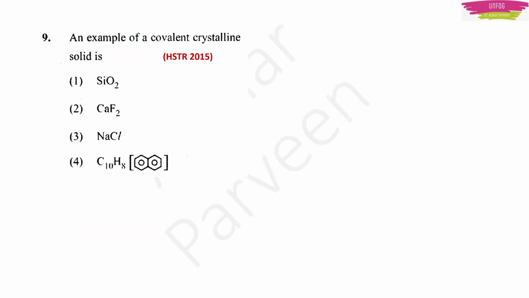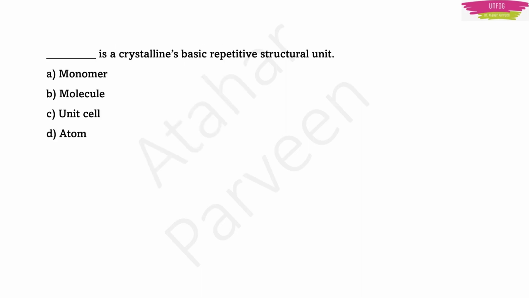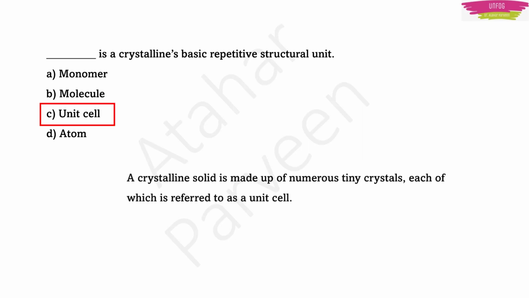Next, this is a 2015 question. Example of a covalent crystalline solid. Of course, it should be SiO2. We have discussed it also. Next, dash is a crystalline solid's basic repetitive structural unit. Obviously, the unit cell, right? A crystalline solid is made up of numerous tiny crystals, each of which we call a unit cell.